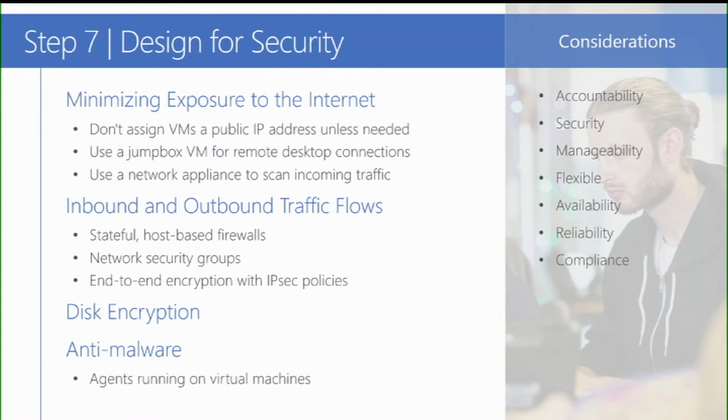Other areas include using a jump box for remote connections rather than connecting directly, and using VPN appliances and private connections when actually accessing the VMs in Azure. You can use network virtual appliances to do any sort of traffic scans or packet filtering that you need to. Then make sure that you're using things like network security groups to manage inbound and outbound traffic flows. These are going to be your stateful Azure firewalls that you can use in your environment. If you want to use end-to-end encryption, you can use IPsec policies and other HTTPS encryption policies for your application.